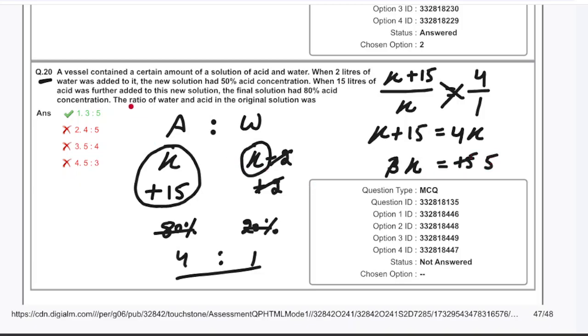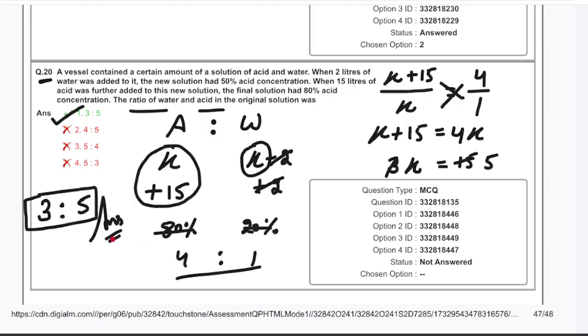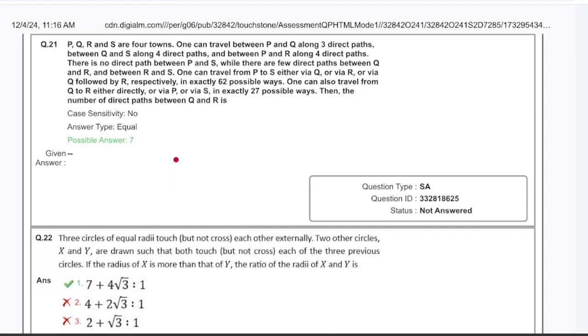Now the question is the ratio of water first, and acid, in the original solution. The water in the original solution was X minus 2, so water became 3. And in the original solution, acid was X, that means 5. So that is my answer, 3:5. And that is here. Doable, quite easy. Let's go to the next one.